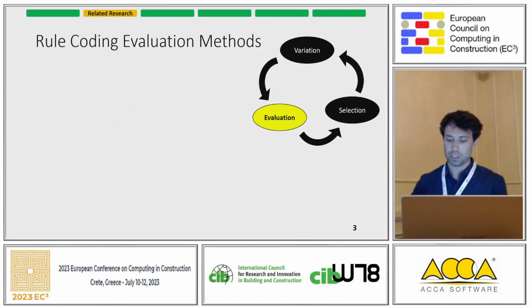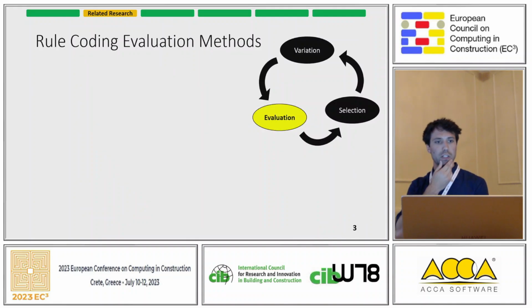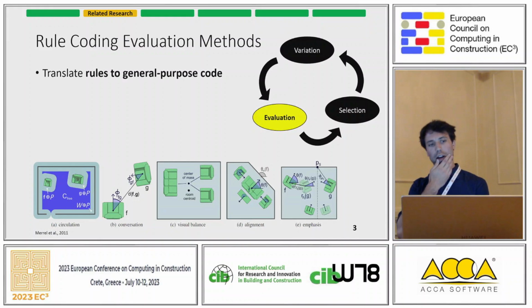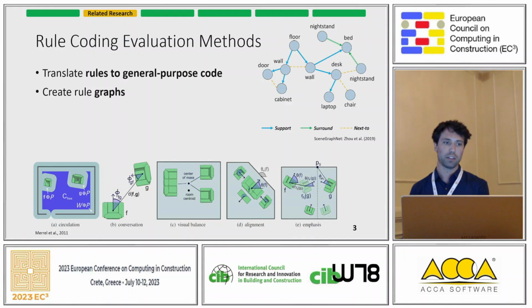So just to look at what's been done previously, for rule coding, I guess the most typical and the first thing you think of is, why don't we just take these codes and turn them into computer executable code, so just coding it out in C# or something like that. So that's your basic method.